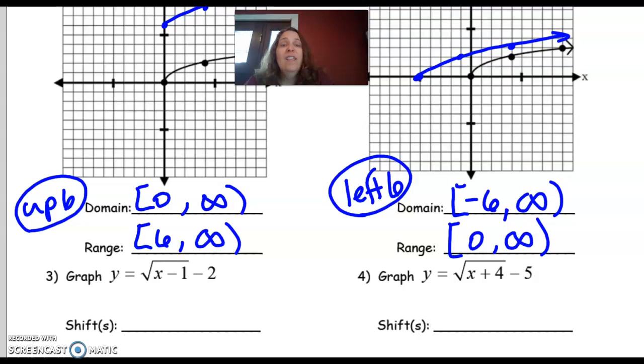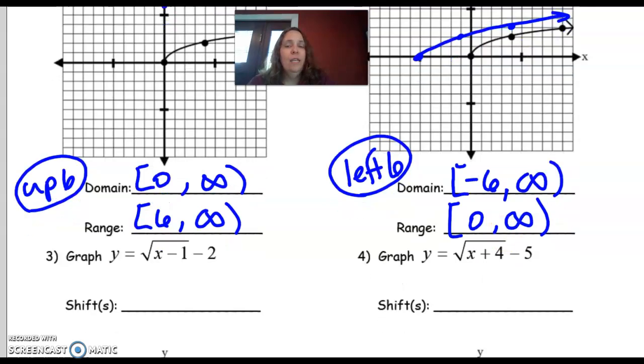I hope that you saw that with number 2, because we move left 6, that's an x change, so the domain would be affected. It would get decreased by 6. So we're starting at -6, going up to infinity. Because there was no plus or minus after the radical, the range would not change at all. So that stays at 0 to infinity.